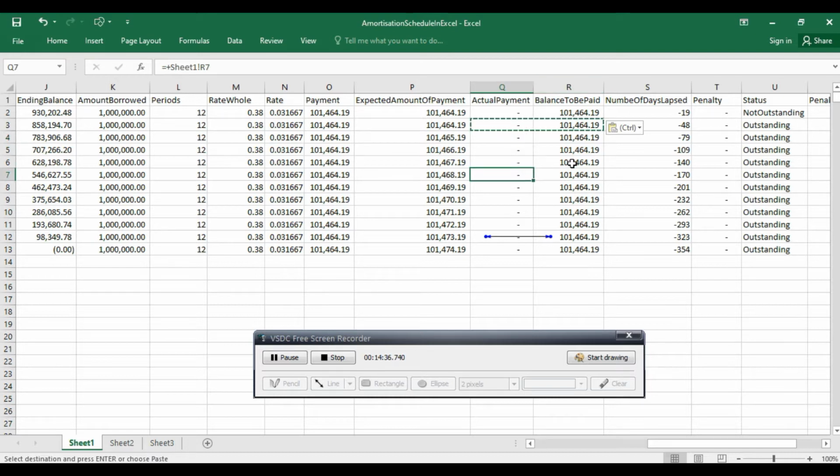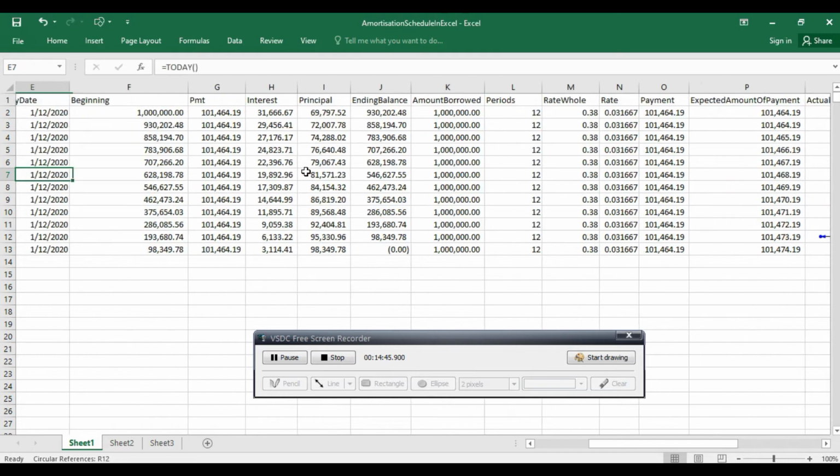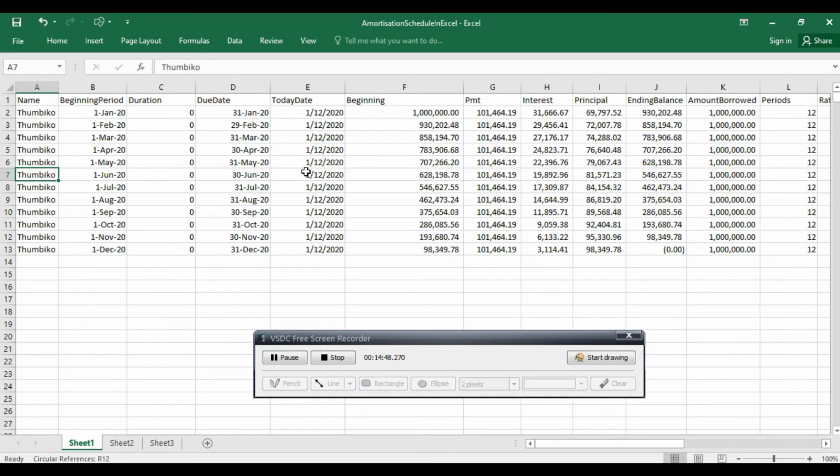Yes, this is the demonstration of how to use the amortization schedule in Excel and how to service the loan.